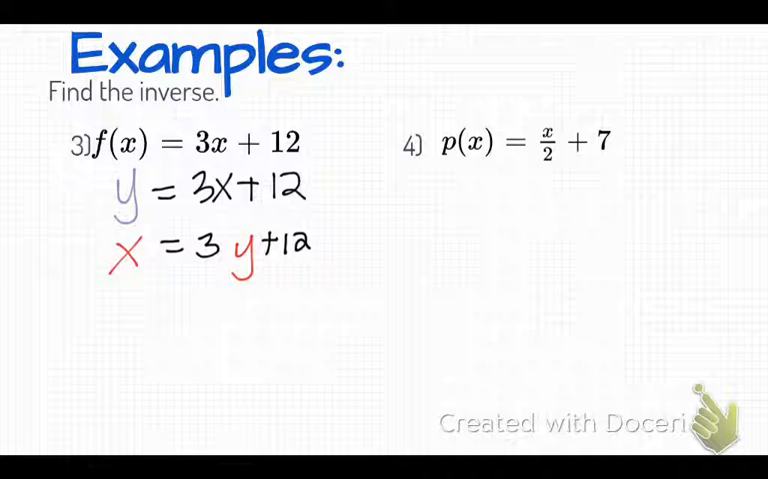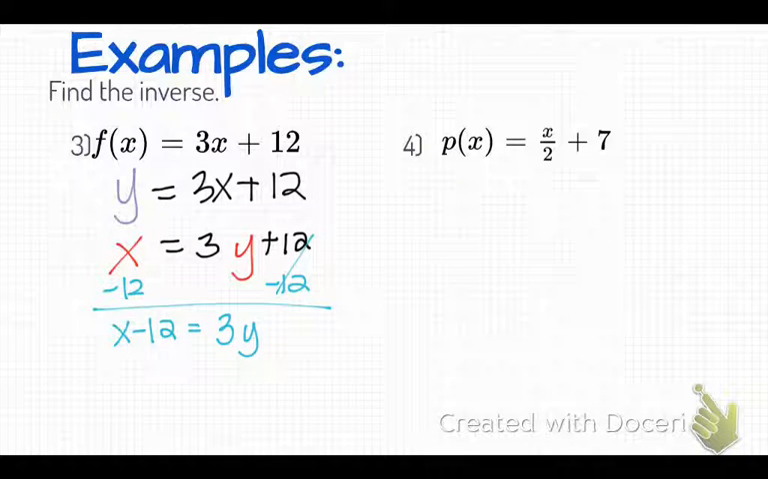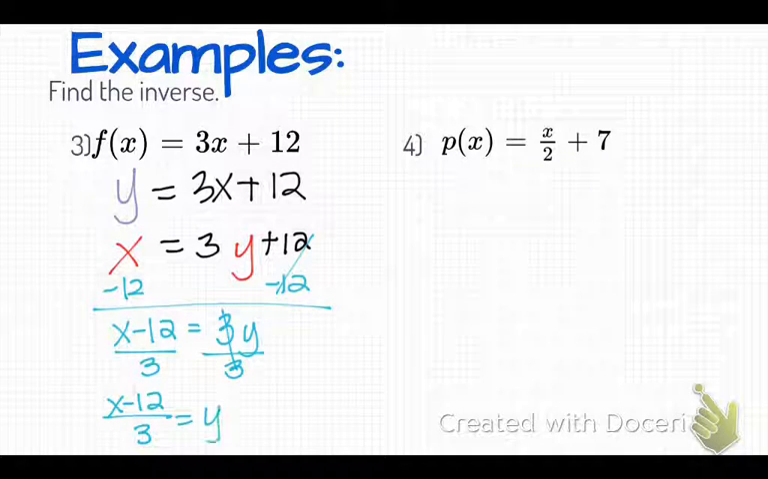What is my next step? Subtract 12. We're getting better at our inverse operations. I'm glad about that. So I'm going to subtract 12. So I have x minus 12 equals 3y. What do I do now? Divide by 3 on both sides. And now I get x minus 12 over 3 equals y.